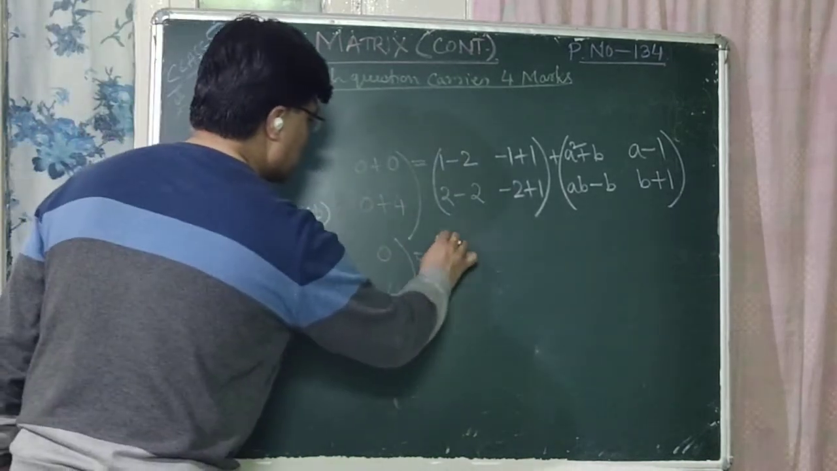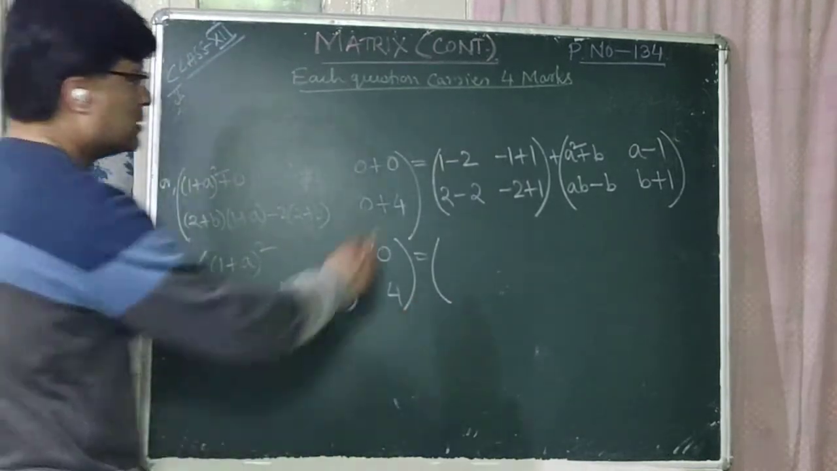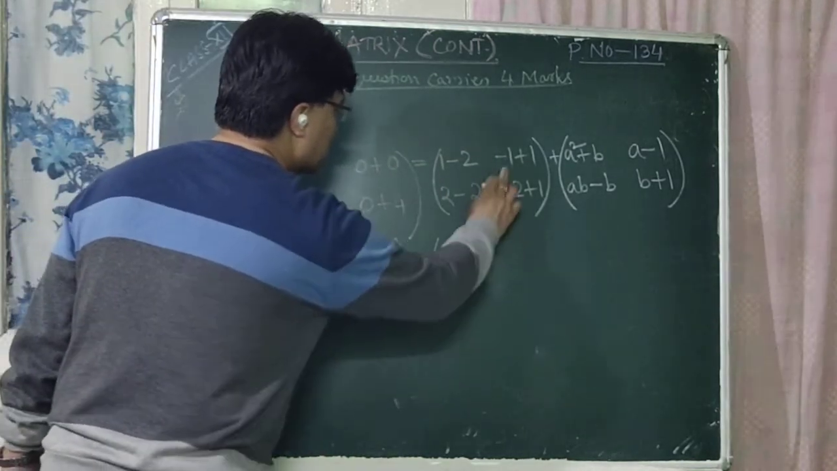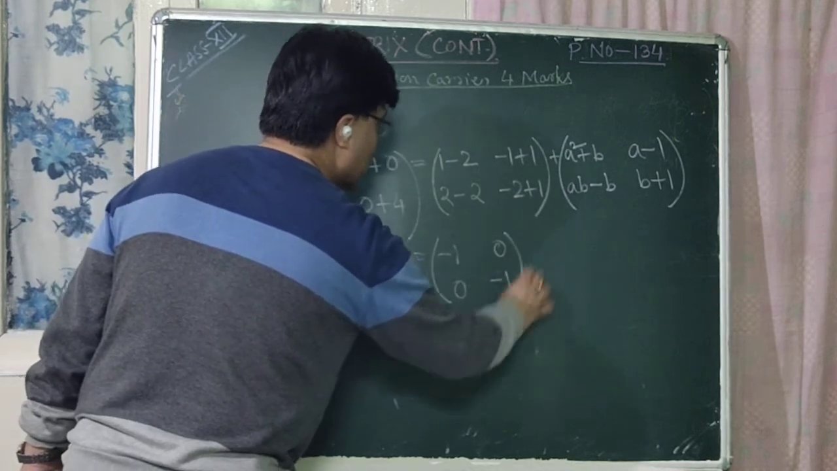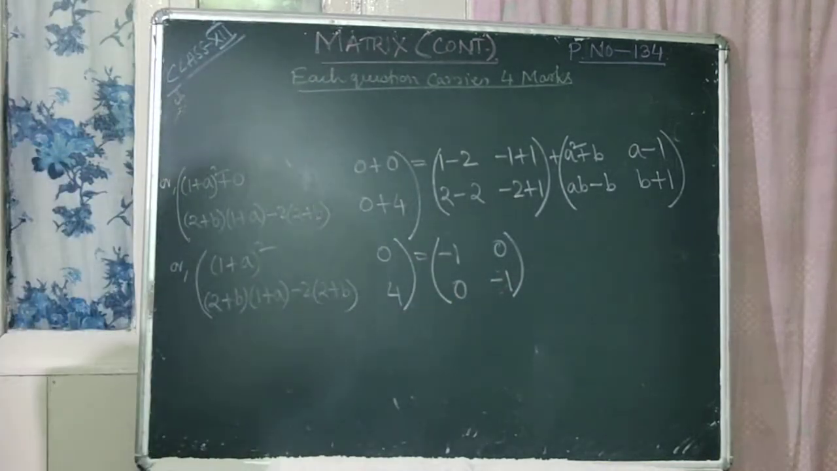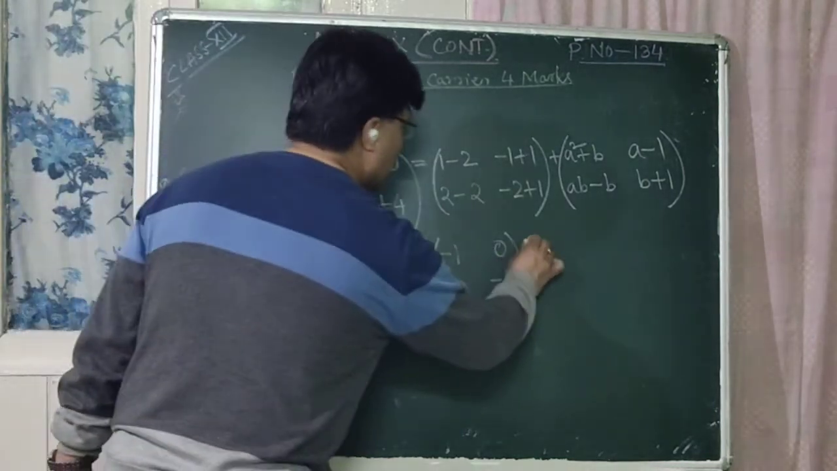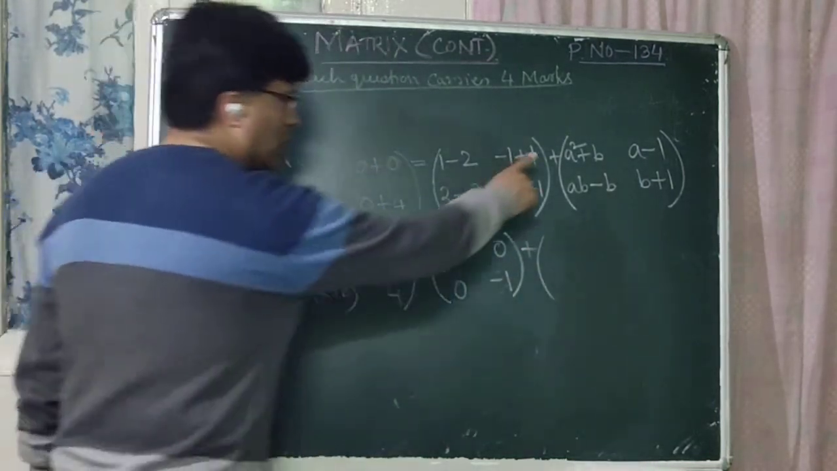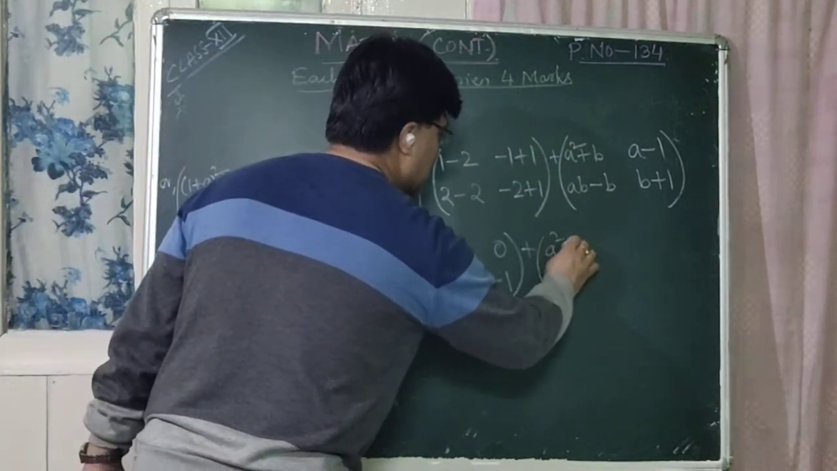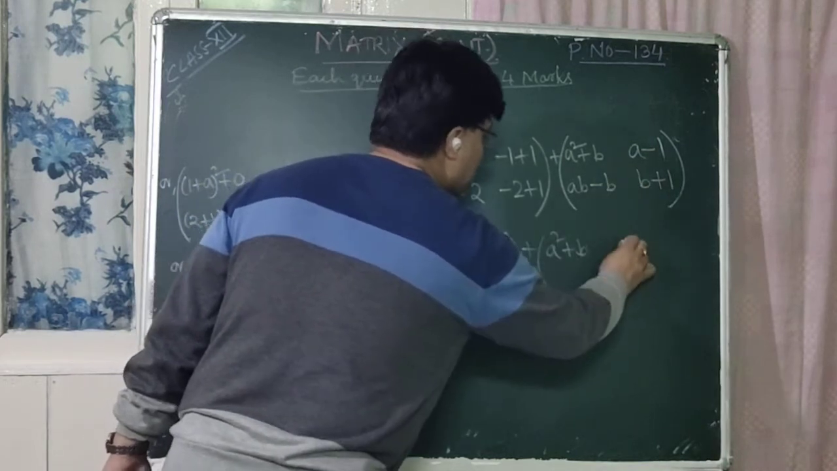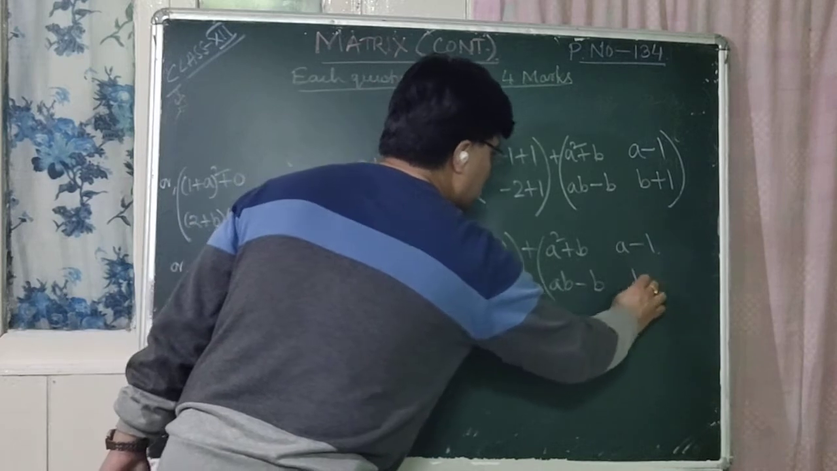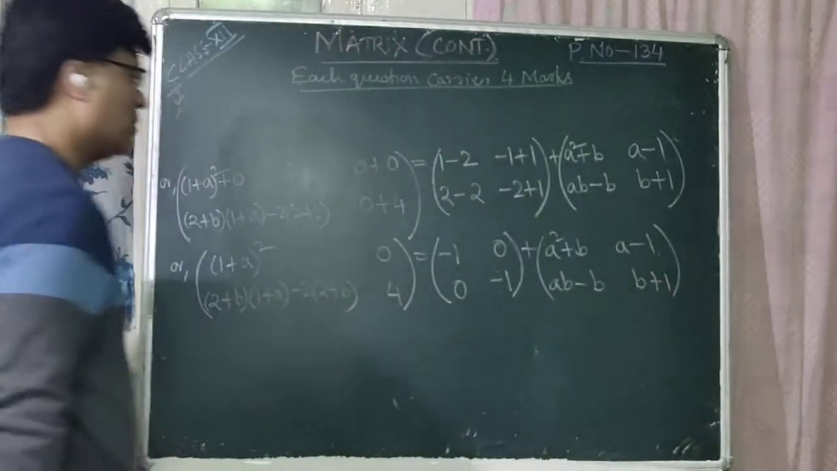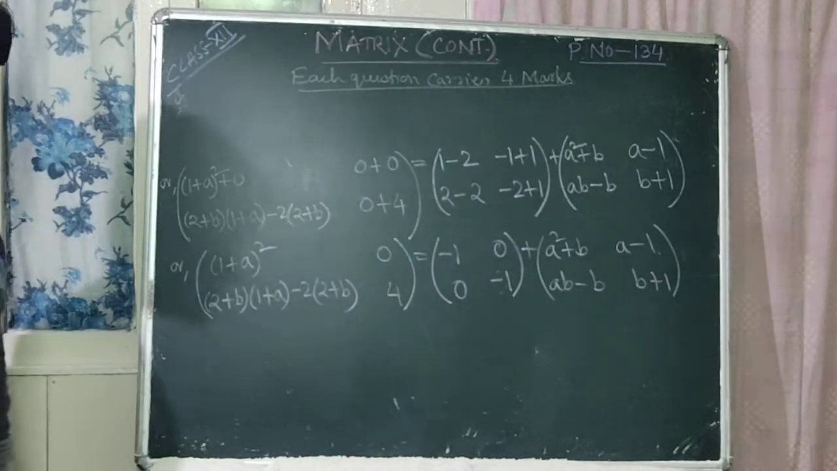Okay, so it is equal to, now on the right hand side, 1 minus 2 is minus 1, this is 0, this is 0, this is minus 1, right? Next, plus this second matrix, A square plus B, A minus 1 remains same, AB minus B, and this is your B plus 1. Got it?